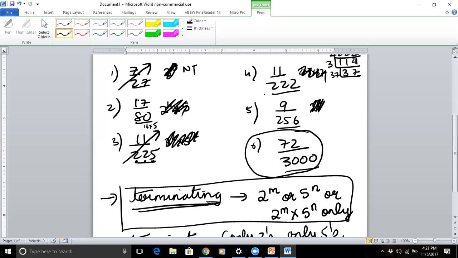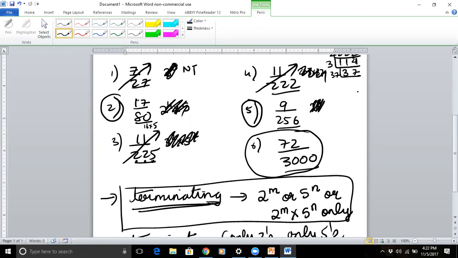The same holds good with 222. 222 also gives me a denominator which is perfectly divisible by 3, so 11 by 222 is also non-terminating. 256 is 2 to the power of 8, so I hold on to it. So only by looking at the denominators of all the fractions and seeing if they're divisible by anything other than 2 and 5, I've eliminated the fractions which are non-terminating. It's very easy to eliminate those. For the ones which are terminating, you have to make sure that the denominator consists of only 2's, only 5's, or combinations of 2's and 5's.